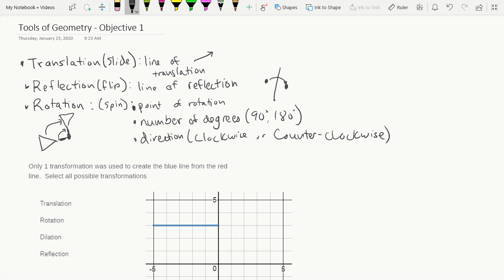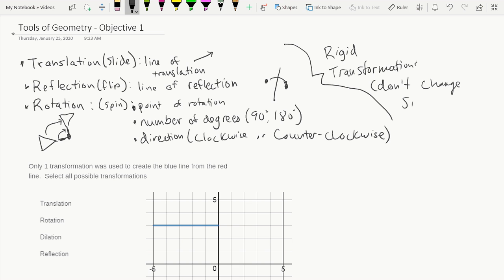Okay, so these are important because these are all grouped together, and all three of those are called rigid transformations. Now, what rigid means is that they don't change the size. All right. Now we have one other one.